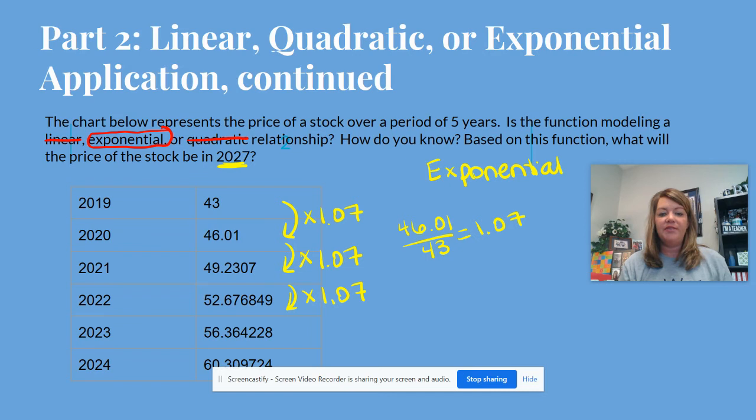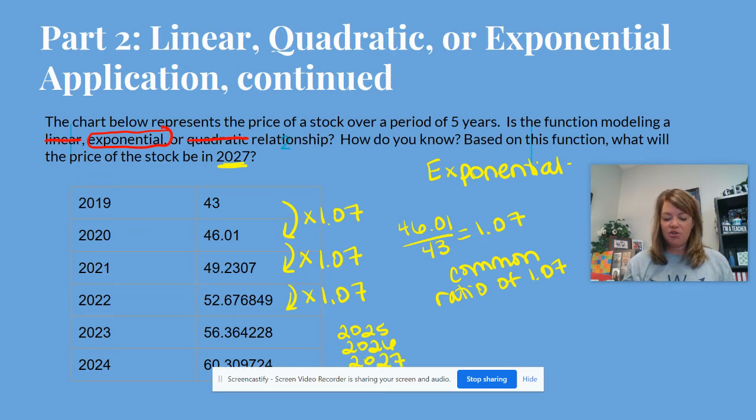Once you've got that first one, then you can go, okay, 46.01 times 1.07, I get this. Times 1.07, I get this. Yes, 1.07 must be my ratio. Okay, it's exponential. It has a common ratio of 1.07. And so I'm figuring out 2024. I got to go to 2027. So 2025, 2026, and I need to go to 2027.